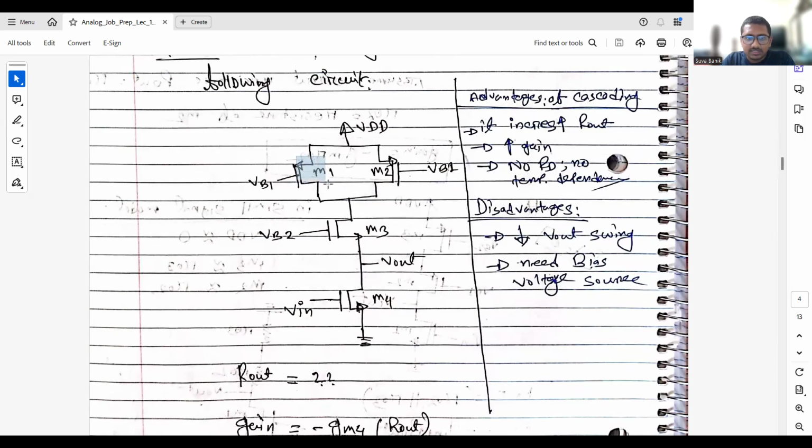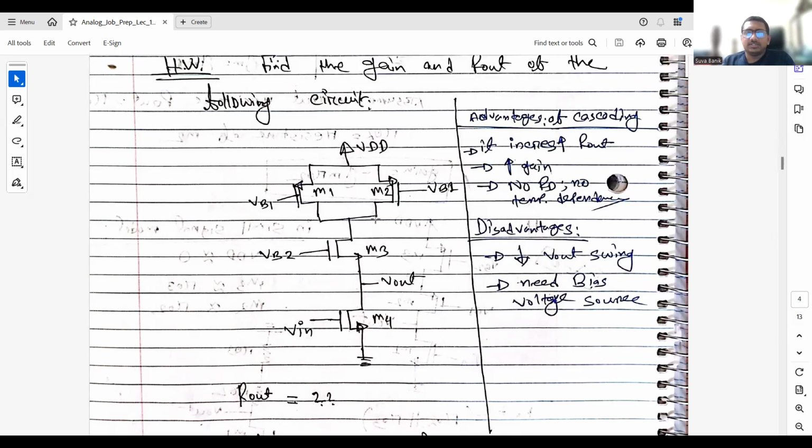We can see M1 and M2, these two are in parallel right now. So the output resistance would be R1 parallel R2, and in series with R3. This is the output resistance, and the gain should be minus GM1 times the R out we calculate right now.